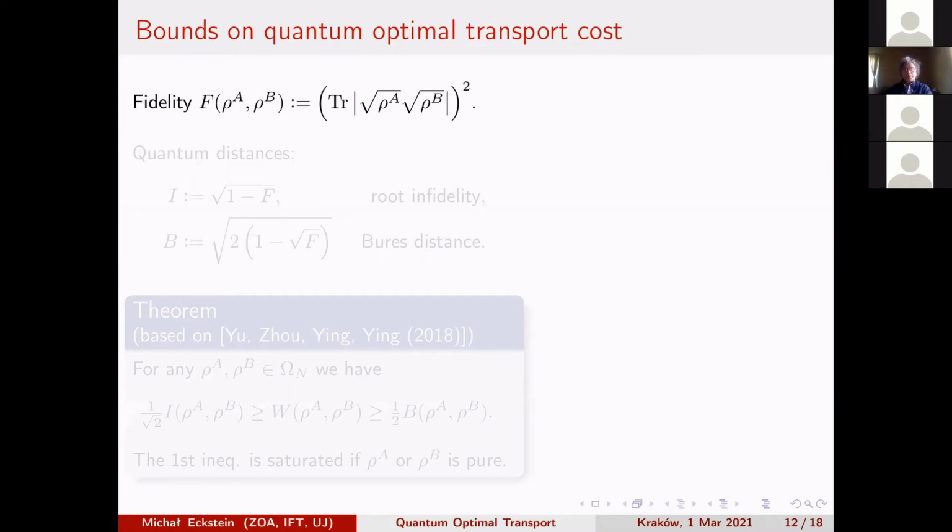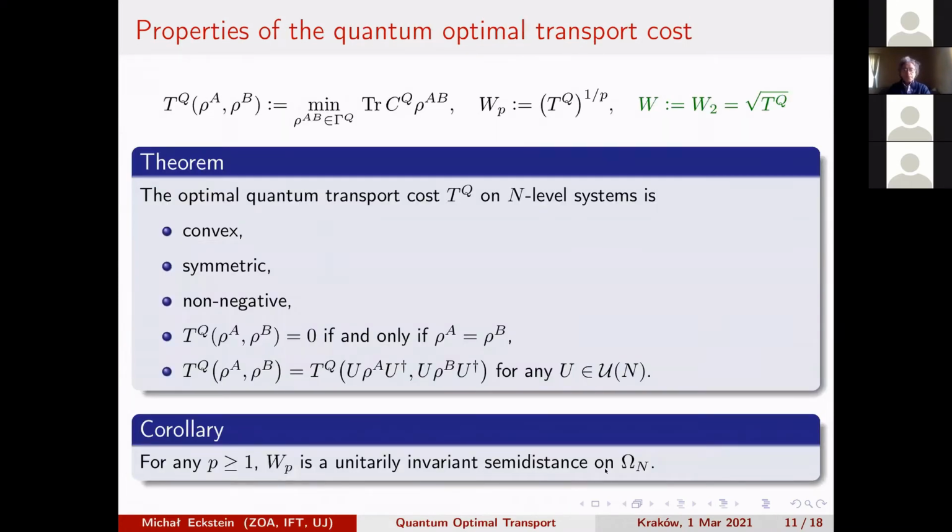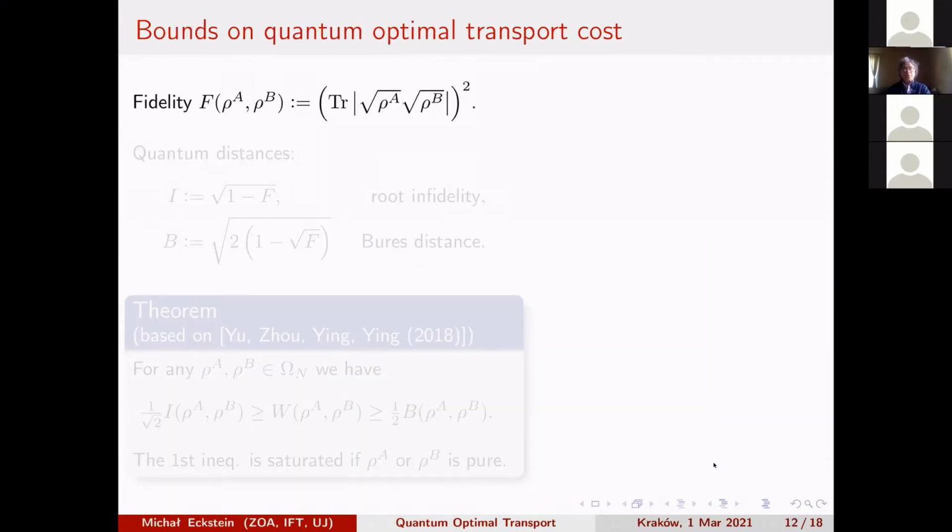Okay, so now the big question, is it a distance or not? But before we go there, let me give you some bounds on this optimal quantum transport cost. First, recall that if you have two states, you can define a fidelity between them. This quantity is equal to 1 if the states are equal, and it equals 0 if they are orthogonal.